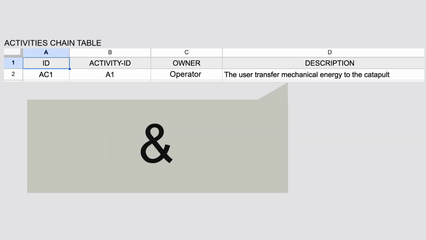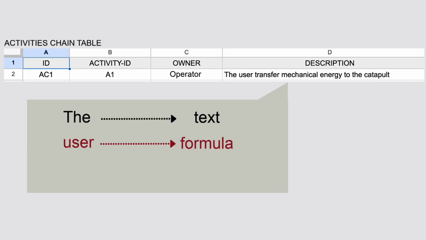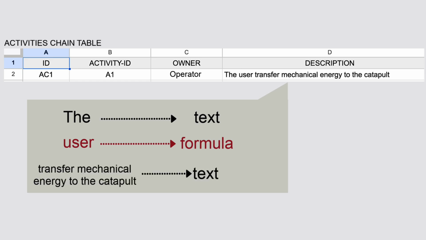I will introduce you to the operator ampersand. The ampersand is used to combine formula and text. In this case, we want to set user as a formula, the word "the" as a text, and the sentence "transfer mechanical energy to catapult" as a text.